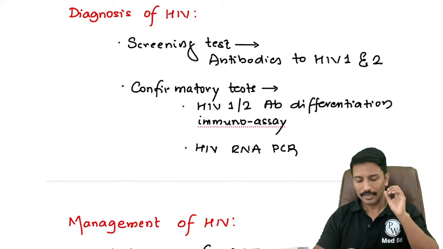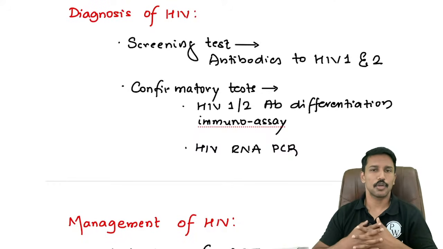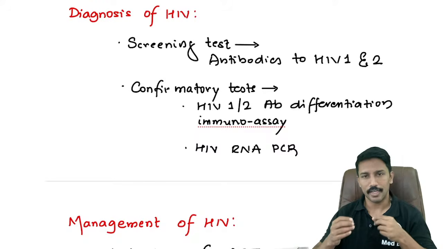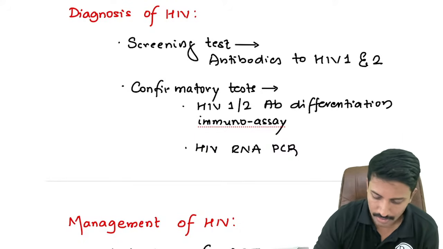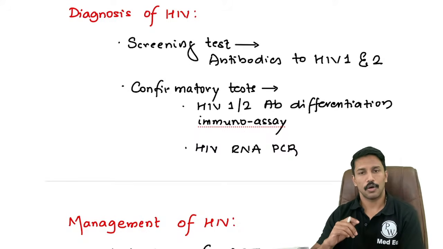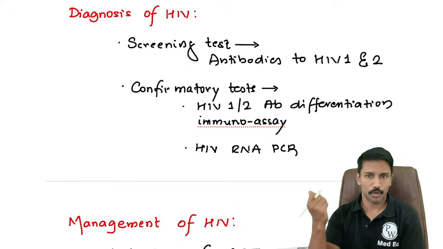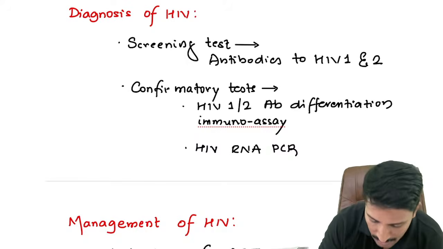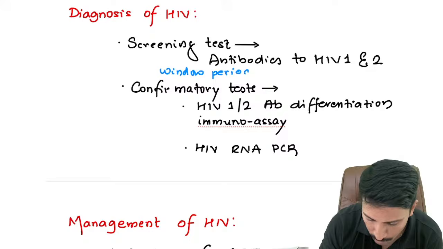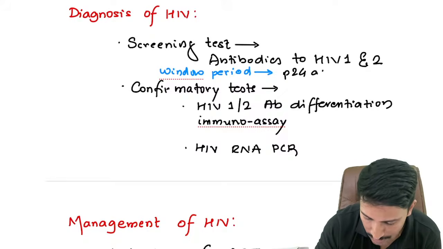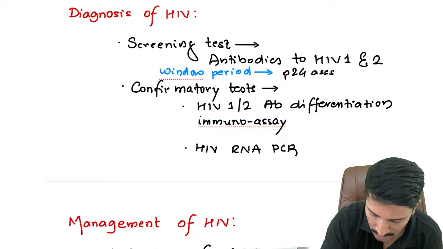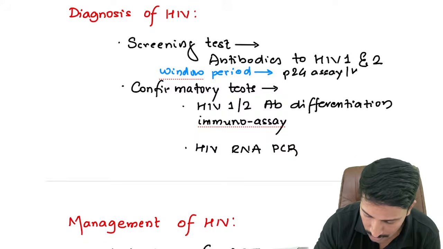So for diagnosis, the screening test is going to be detection of the antibodies for HIV-1 and HIV-2, right? But can I screen the patient in the acute HIV syndrome stage or in the window period where the antibodies have not yet appeared? So for screening in the window period, I cannot, because antibodies would not be formed during that period. So for the window period, we can do the P24 assay or the HIV PCR.